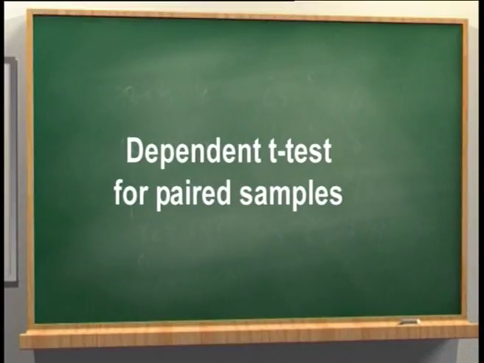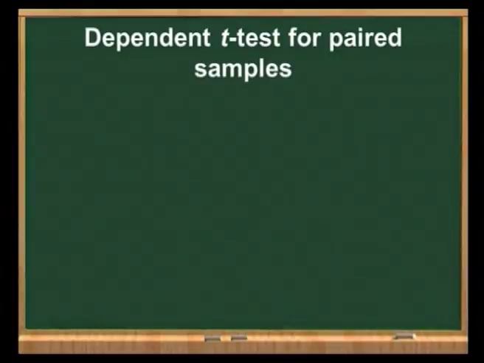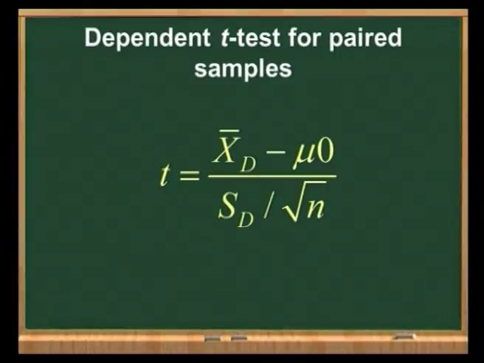Dependent t-test for paired samples. This test is used when the samples are dependent, that is, when there is only one sample that has been tested twice, or when there are two samples that have been matched or paired. This is an example of a paired difference test. T is equal to xd bar minus mu 0 divided by sd divided by the root of n.